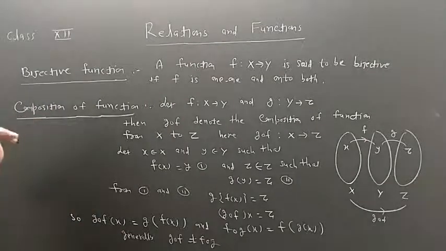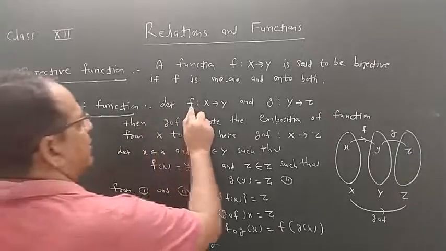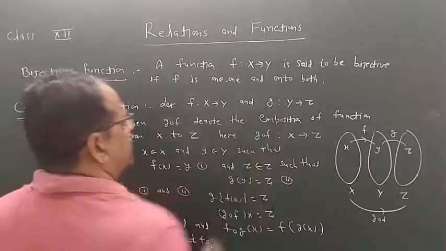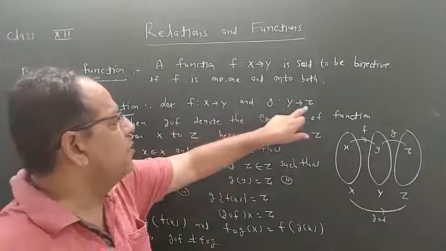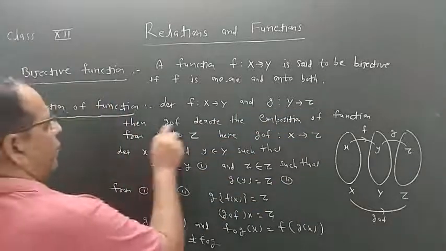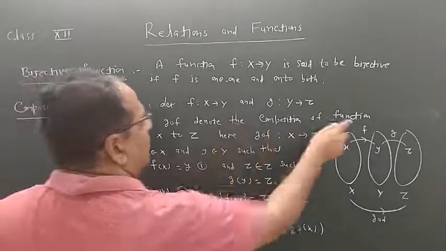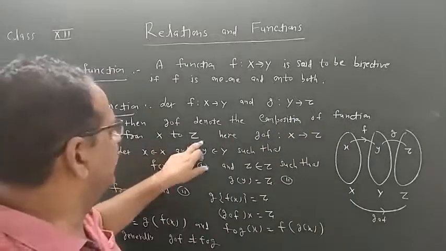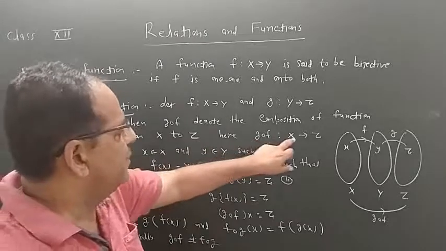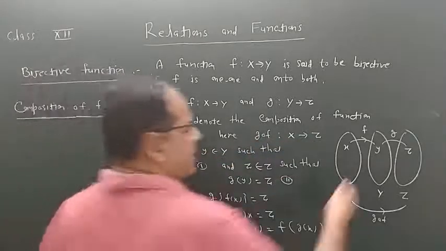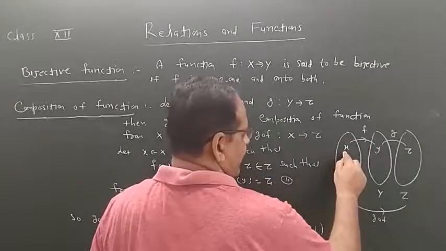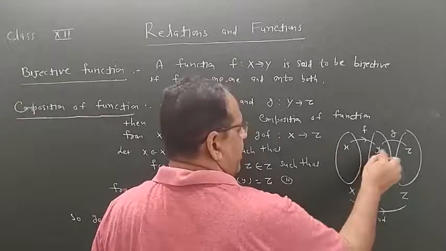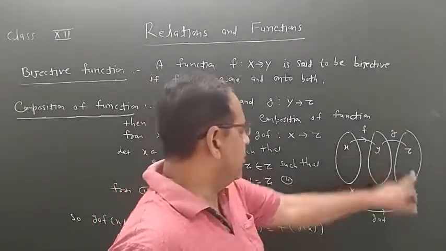Now, the next term in the function is composition of function. Suppose that there are two functions, first is f and other is denoted by g. f is the function from set X to set Y and g is another function from set Y to set Z. Then gof denotes the composition of function from X to Z. The figure is given with three non-empty sets X, Y, Z. Suppose x is an element of set X, y is an element of set Y, and z is an element of set Z.